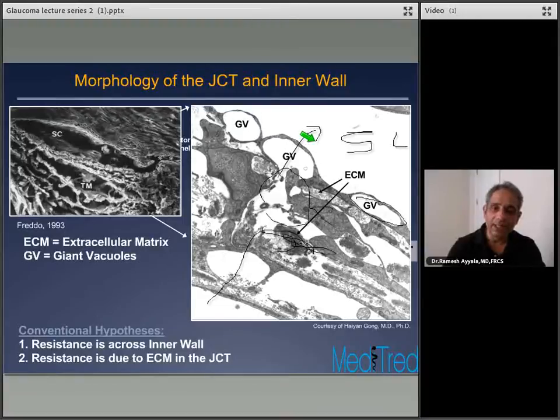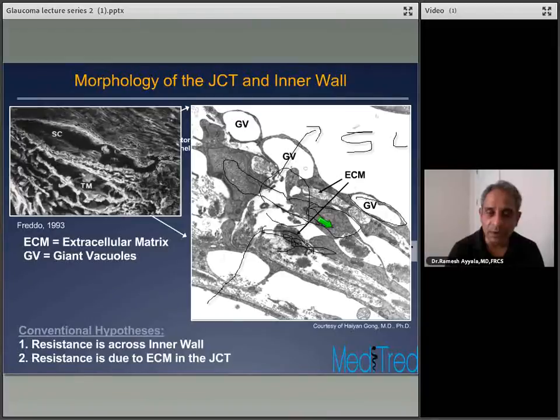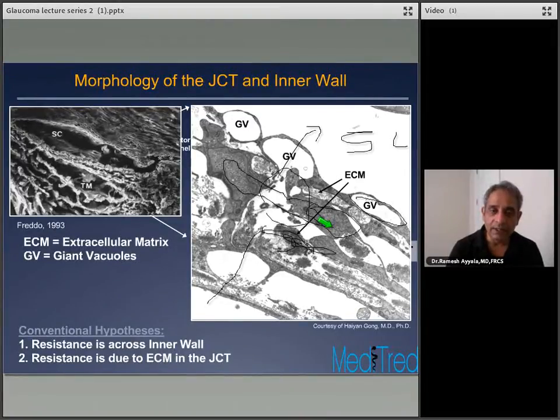Now, the buildup of this extracellular matrix in this area is what is supposed to increase the resistance for the aqueous transfer across into the canal, and this is what is supposed to lead to the retention of aqueous, elevated intraocular pressure, and subsequently damage to the optic nerve, and that's what we call glaucoma.